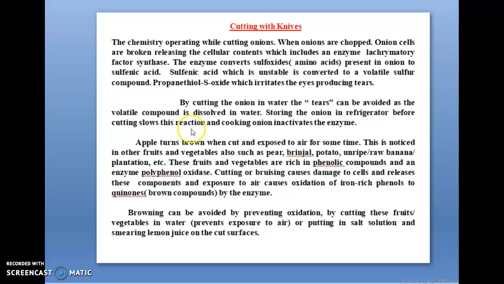You can see next, by cutting the onions in water, the tears can be avoided as the volatile compounds are dissolved in water. Storing the onion in the refrigerator before cutting slows these reactions, and cooking onions inactivates the enzymes.